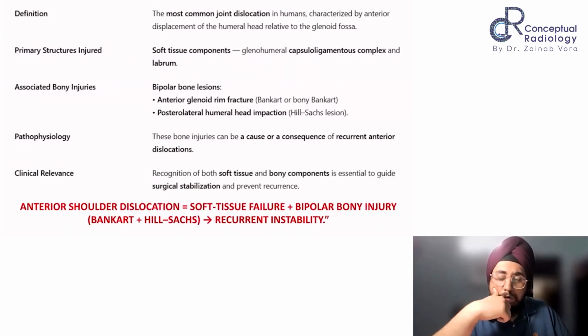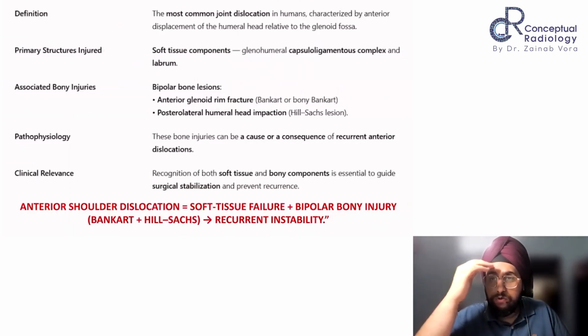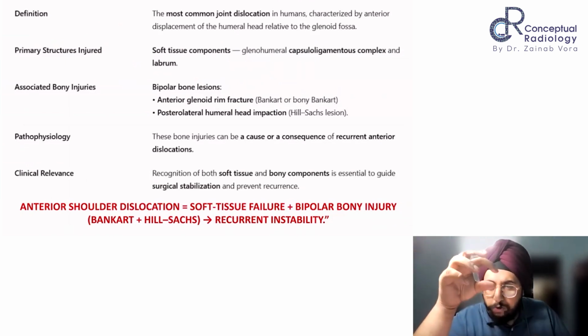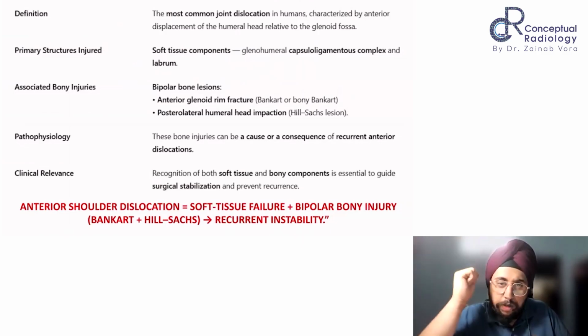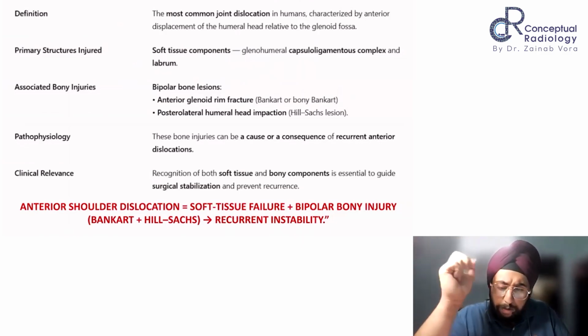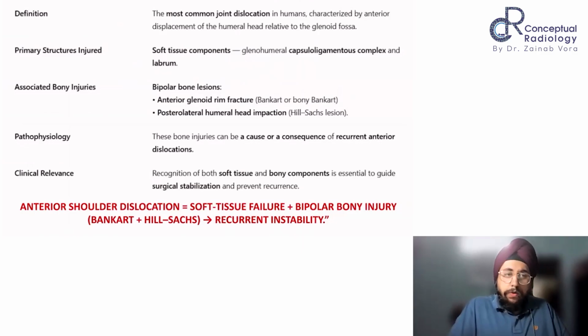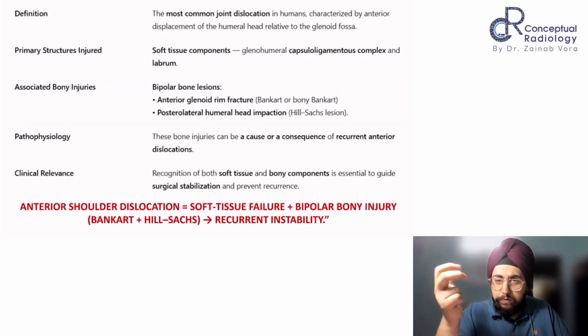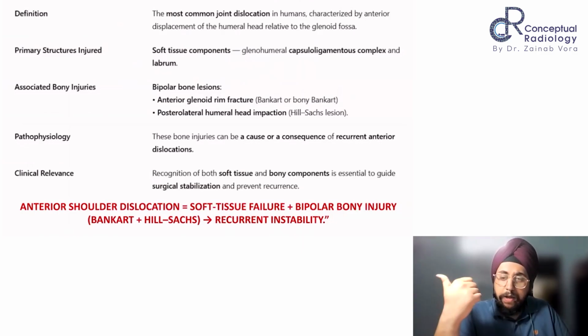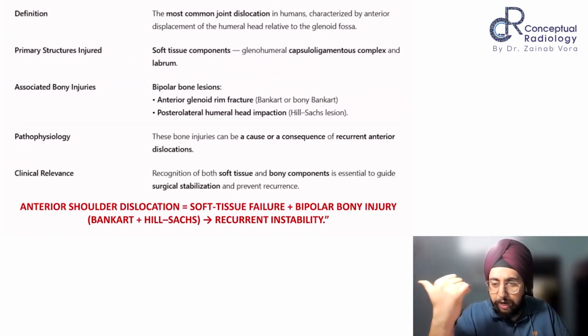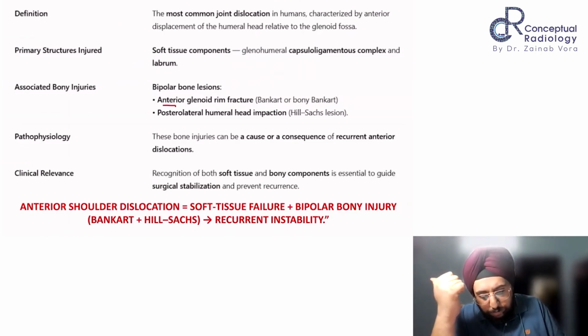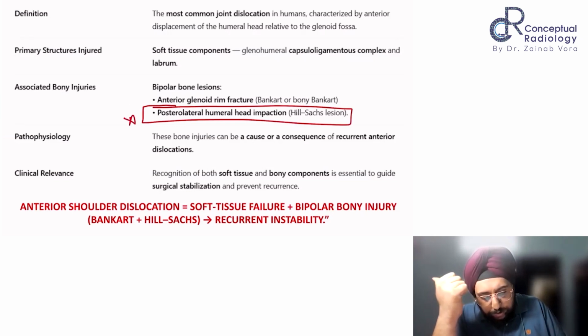By far the most common joint dislocation of the shoulder is the anterior dislocation relative to the glenoid fossa. We have the soft tissue components, which include your labrum and your capsules, collectively called the labro-ligamentous or capsulo-ligamentous complex. And then we have the bony injuries. Bony injuries are usually bipolar, as we all know. These include your glenoid rim fractures, which we call the bony Bankarts, and the posterolateral humeral head impaction fractures, which we call the Hill-Sachs lesion. This will be the topic of discussion in the next slides.